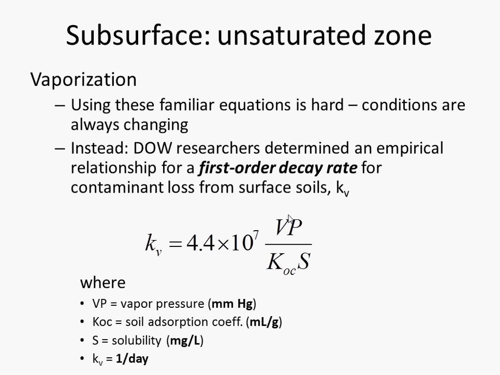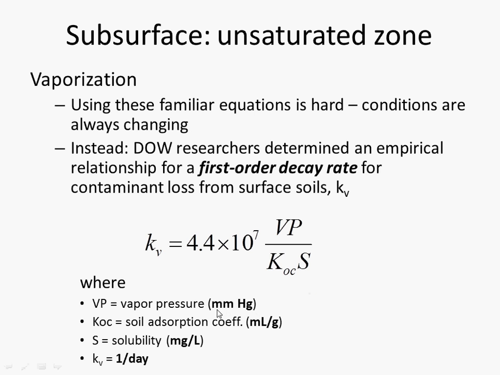This is something that Dow researchers found, an empirical relationship to find a first-order decay rate of volatilization, or for contaminant loss from surface soils to air, that looks like this. So the Kv is this decay rate or volatilization rate constant, and it's a function of a constant, 4.4 times 10 to the 7, times vapor pressure, divided by KOC times water solubility.